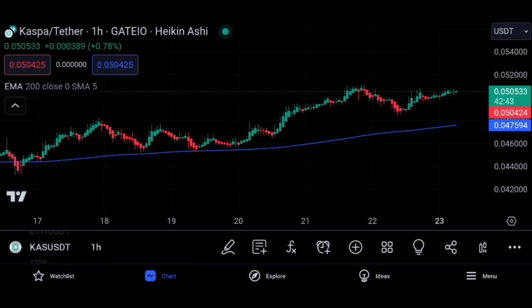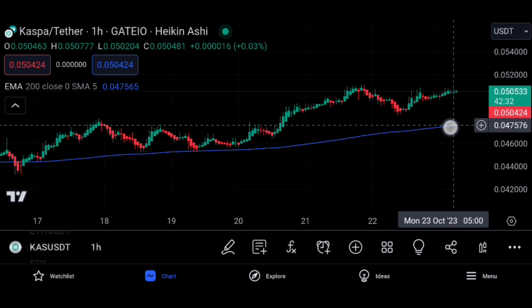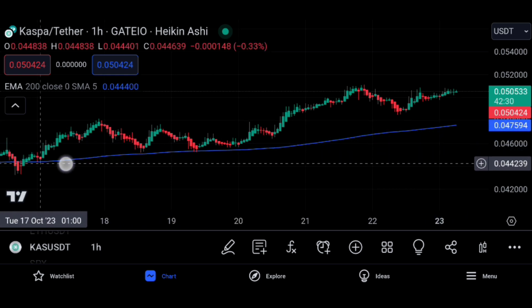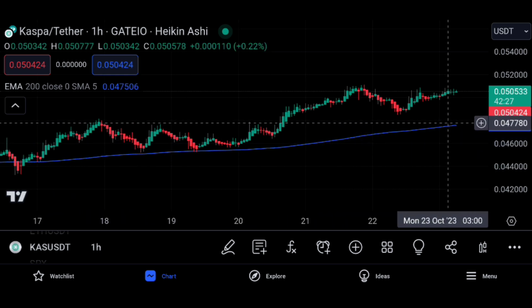As you can see, this is the 1 hour chart of Kaspa, and the price of Kaspa is currently above the 200 EMA. All right, so this blue line you can see right here is the 200 EMA, and the price is currently above the 200 EMA, which is an indication that Kaspa is currently on an uptrend.